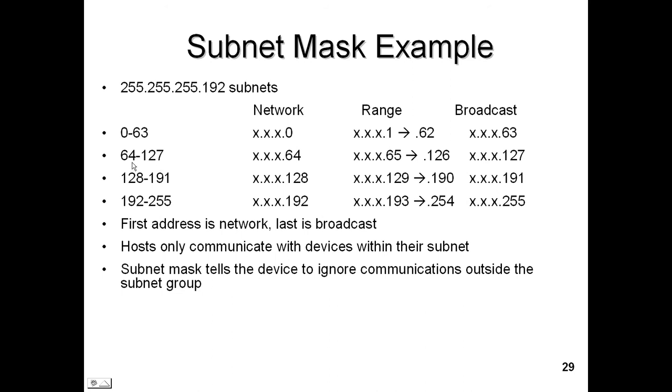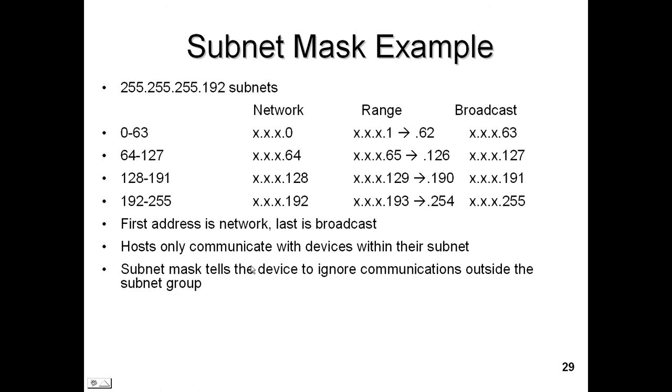Let's look at the group from 64 to 127. The network is going to be 192.168.1.64. Then our range of addresses is going to be 192.168.1 from 65 to 126. And our broadcast address will be 127.